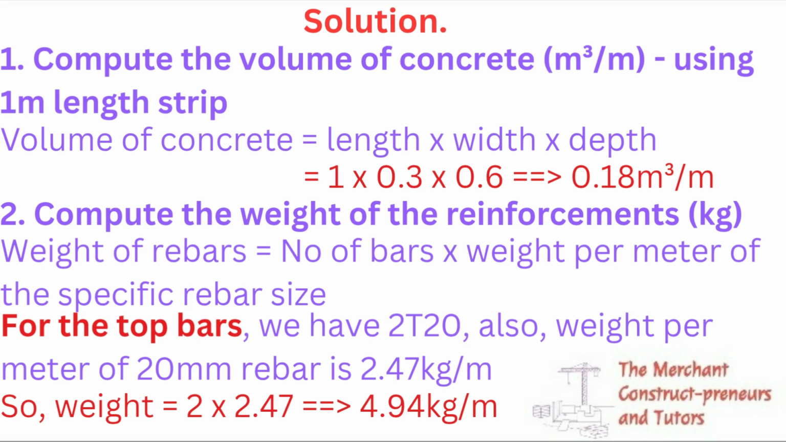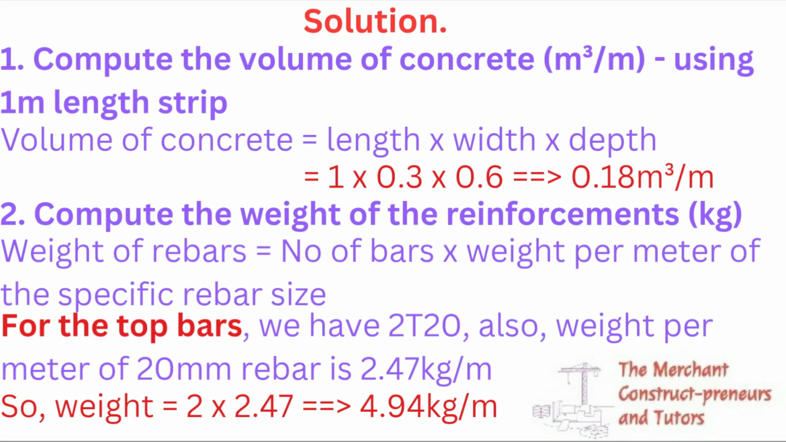So the next thing is to compute the weight of the reinforcement, and the weight of the rebar is the number of rebars multiplied by the weight per meter of the specific size. This weight per meter is something that can be calculated and you can get it online. Each reinforcement size has its weight per meter. So once we know the weight per meter and the number of reinforcement bars, we are good to go.